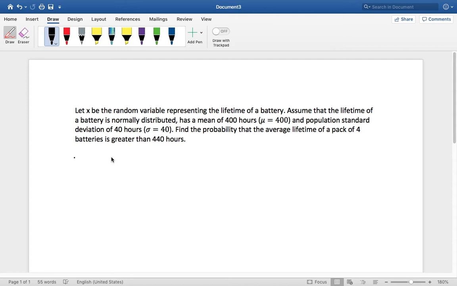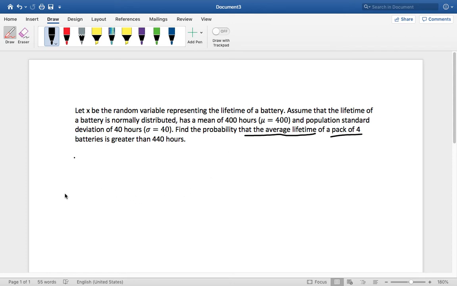So this question is a little bit different to what we're used to because it's asking us about the average lifetime of a pack of 4 batteries. So it's not looking at individual batteries. It's not asking us about individual batteries. It's asking us about the average lifetime of a 4-pack. But the data it gives us up here, let x be the random variable representing the lifetime of a battery, of a single battery. So let's see how this pans out.